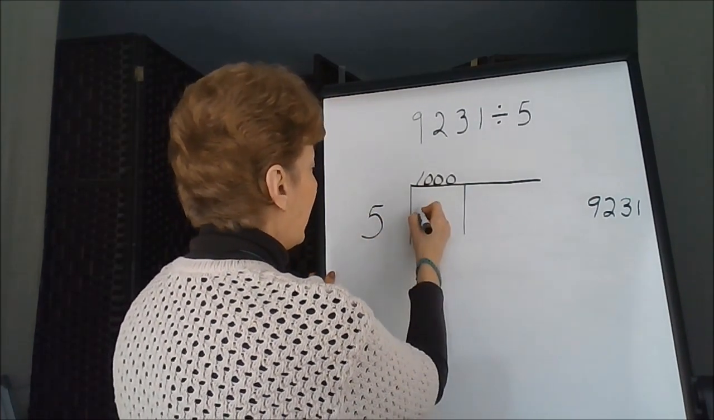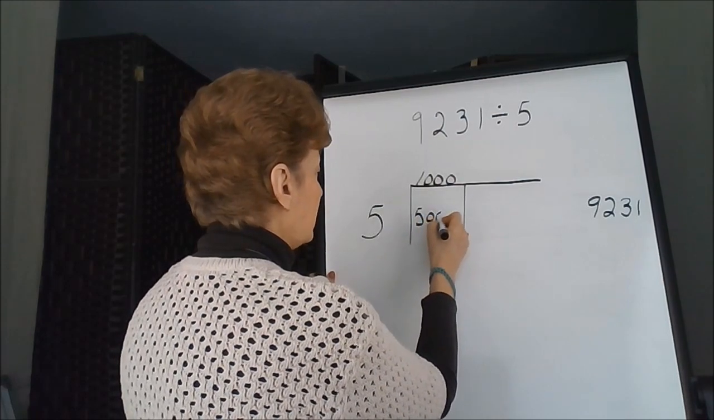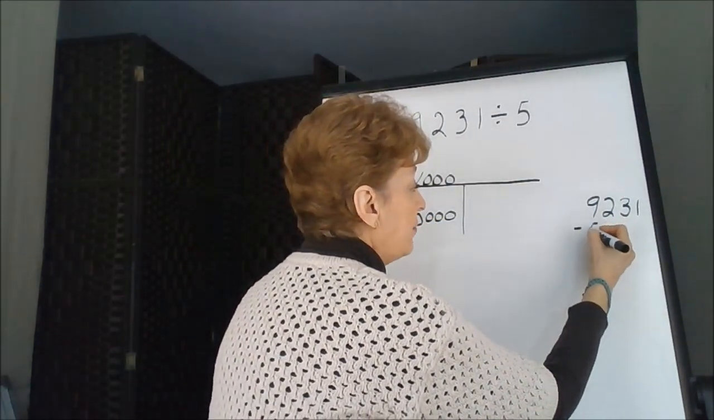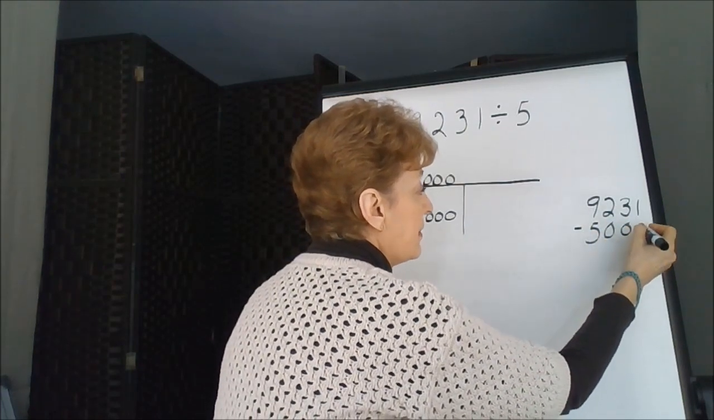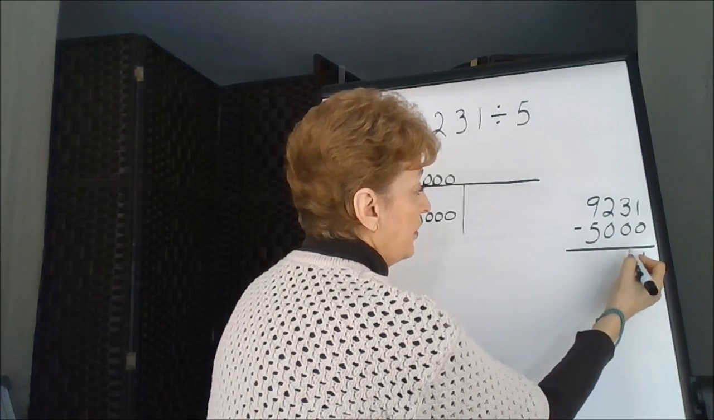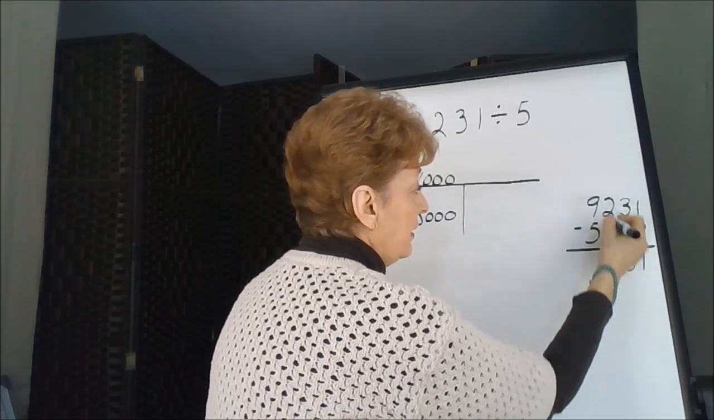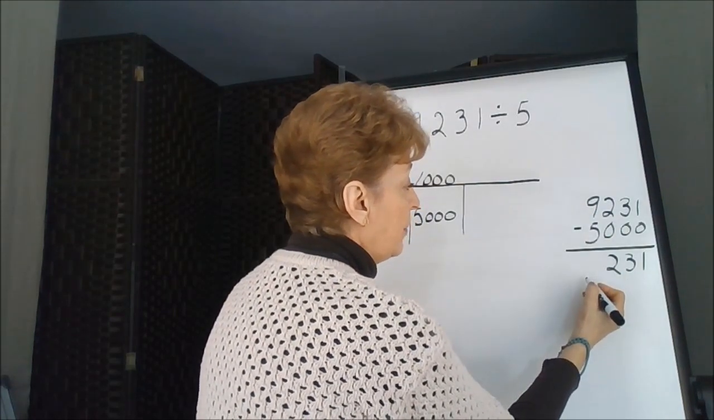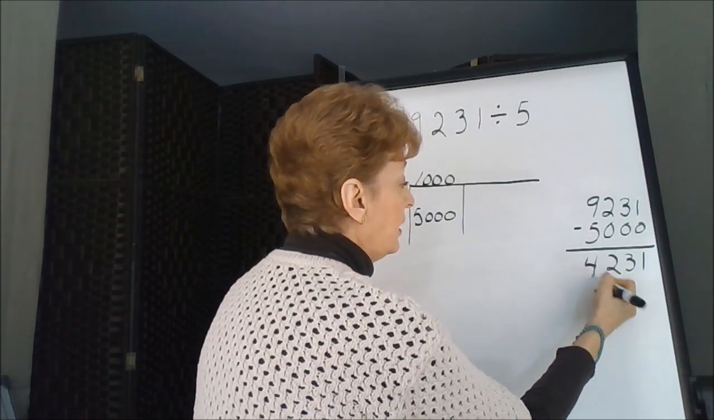1,000 times 5 is 5,000. And this is the portion that we're going to subtract from our original at this moment. 1, 3 take away 0 is 3. 2 take away 0 is nothing. And 9 take away 5 is 4.